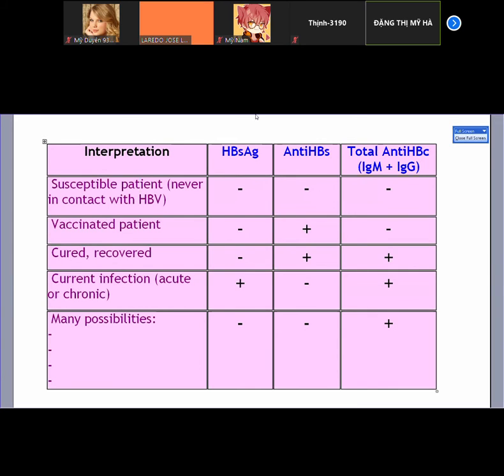Tụi em có câu hỏi gì không ạ? Chắc là không rồi cô.